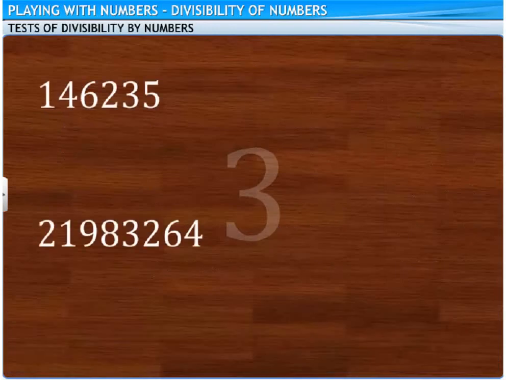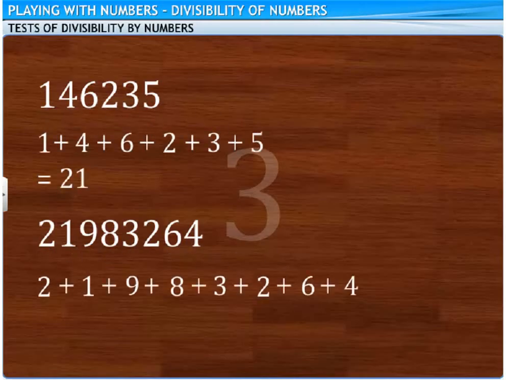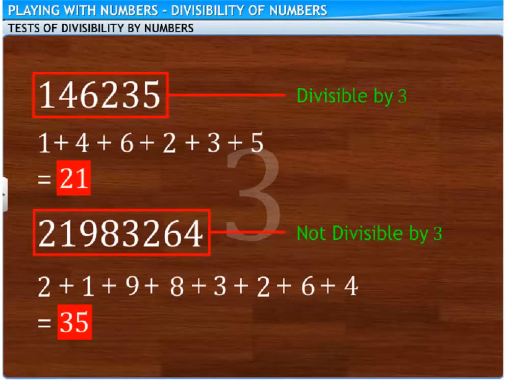Thus, to test the divisibility of a number by 3, find the sum of its digits. If the sum is divisible by 3, only then the given number is divisible by 3.